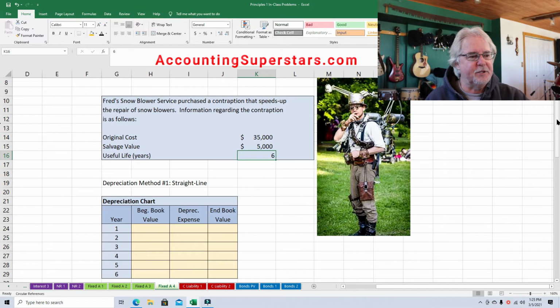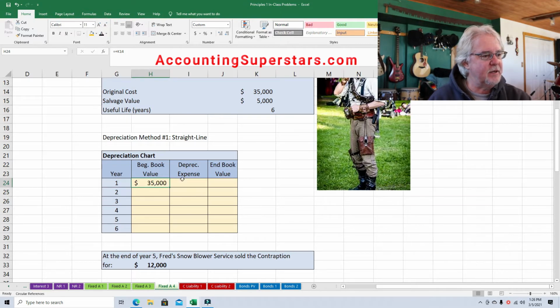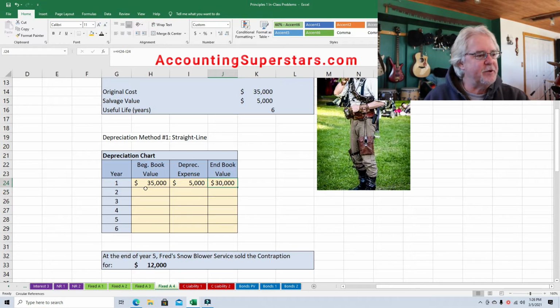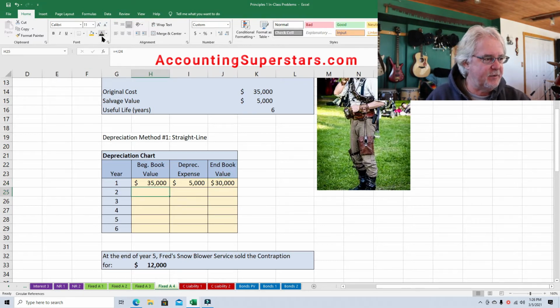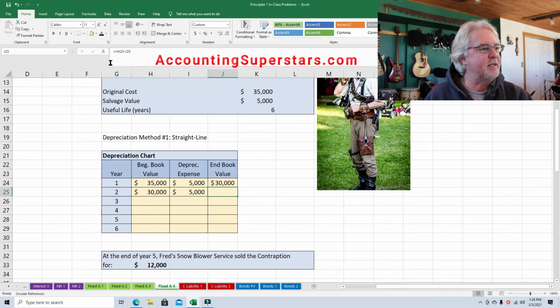So let's come up with a little depreciation schedule here. Beginning book value is 35,000, so you put it right there. Depreciation expense is going to be 5,000. So the ending book value at the end of the first year is going to be 30,000. Take this ending book value and carry it to the beginning of the second year. Now the depreciation expense is always going to be the same. That's why they call it straight line. So there we go, 5,000, and the ending book value is now going to be 25,000.